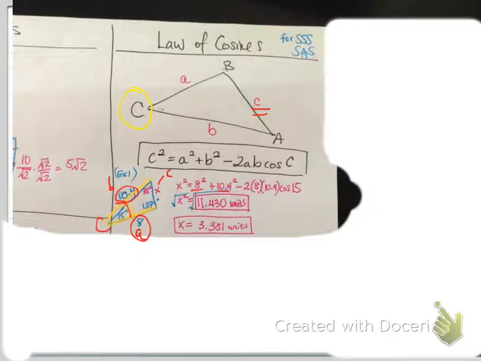So that means x squared equals 8 squared plus 10.4 squared minus all of that. I did it in my calculator and got 11.430 units. If you're in my 6th period, I erroneously told you that's the answer, but I forgot that gives you x squared. Now I need to take the square root of both sides to find x. The square root of 11.403 is 3.381. So this little side over here is 3.381. That's one way you could use the law of cosines.